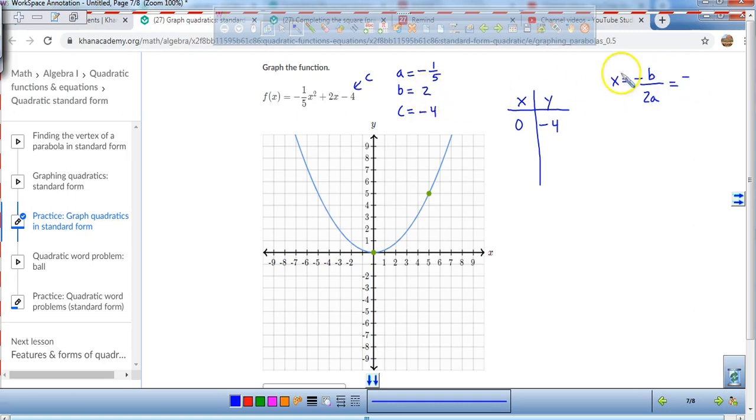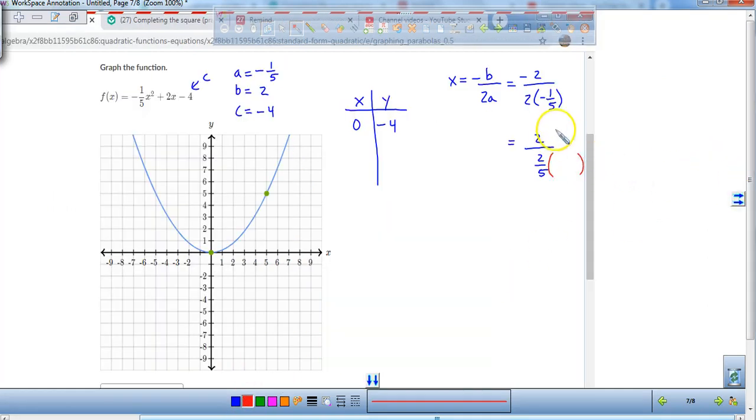So negative, our b value is 2, so we put 2. And then we do 2 times our a value, which happens to be negative 1/5. Now these negatives will cancel out, because a negative divided by a negative is a positive. And so I'm going to have 2 over, and these 2's will also cancel out, but I'm just going to leave it as 2/5 right here. And what we're going to do is multiply both sides by the reciprocal, which is 5 over 2. 5 over 2, those will cancel out. And our axis of symmetry is going to be at the number 5.